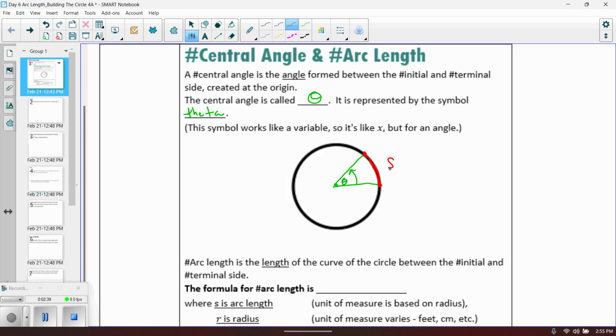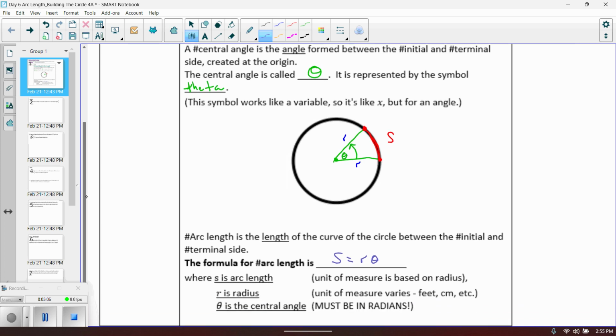All right, so the formula that you need, again, is very, very simple, and it involves the three things that we have here, and I'm going to go ahead and label that that's the radius of the circle right there. The arc length is the radius times the central angle.